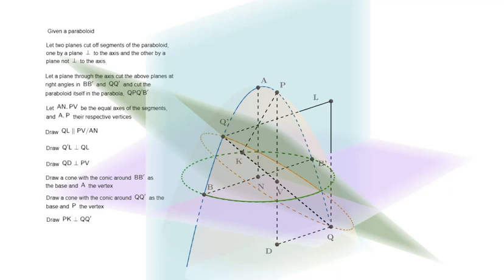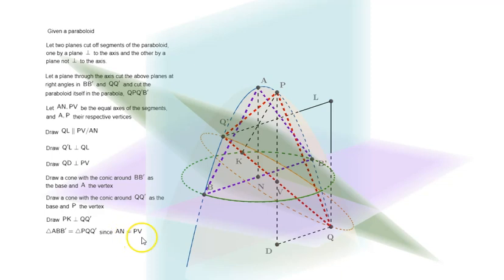So the construction part is over. Now let's start with the proof. Triangle PQQ prime is equal to triangle ABB prime. These two are equal in areas. This is based on proposition 3, which we have seen previously.